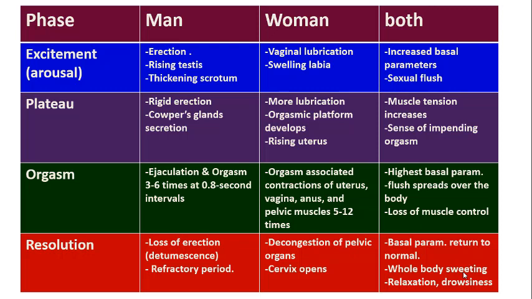The orgasmic phase means the phase associated with pleasurable sensation of sex. In men, it occurs in association with ejaculation. Ejaculation means expulsion of the seminal fluid to the outside. In women, orgasm is associated with contraction of the uterus, vagina, anus, and pelvic muscles. In this phase, there are the highest basal parameters, sexual flush spreads all over the body, and there is loss of muscle control.